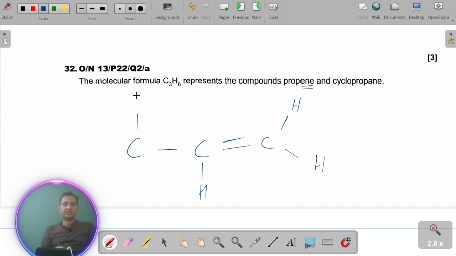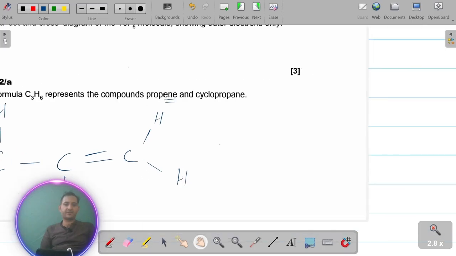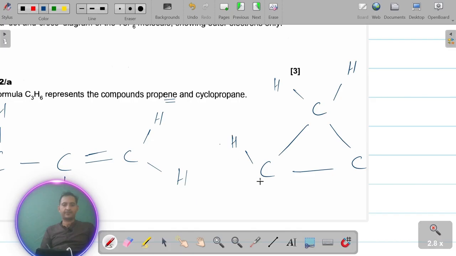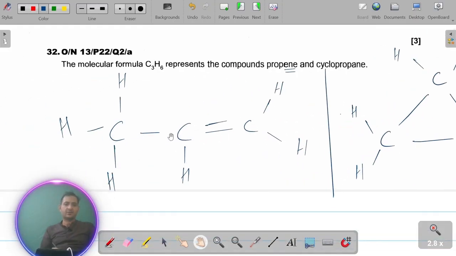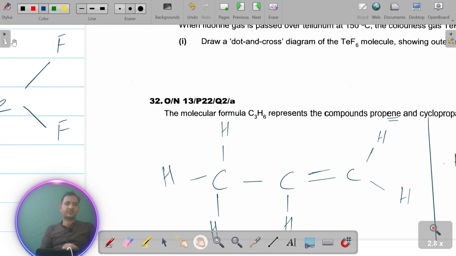Okay, and he is also explaining cyclopropene. Cyclopropene means when there is a cyclic form. For example, we have this carbon connected with this carbon, and now two hydrogens here connected with this, this, and this. Okay, so now, what is the question?